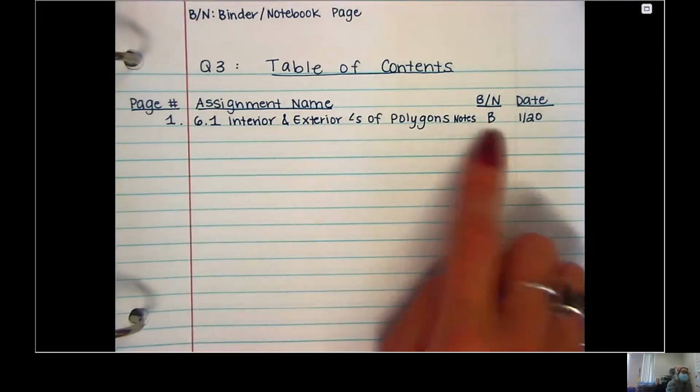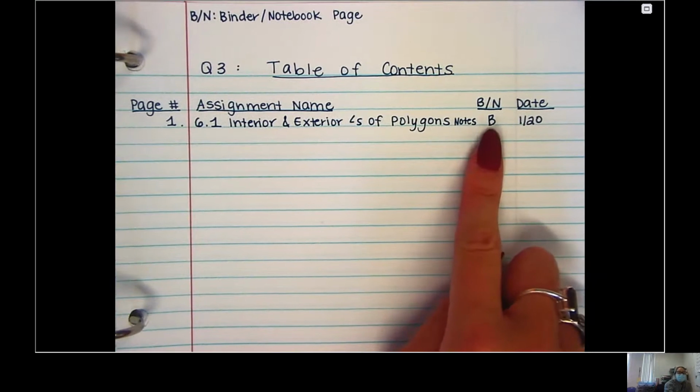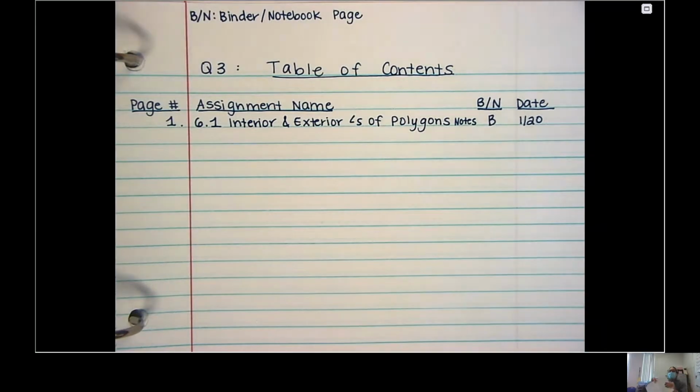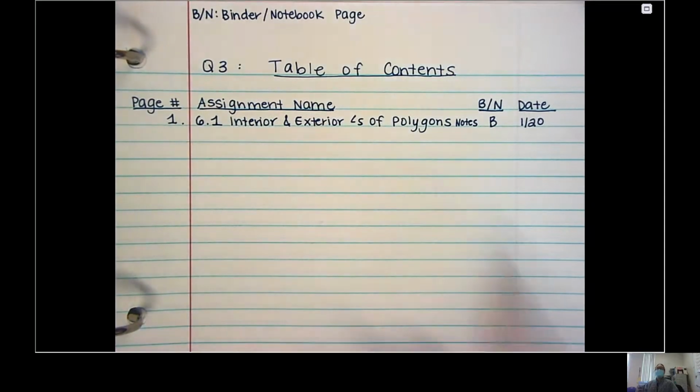And then this other column here is kind of up to you if you want to put this in. I have a B/N column, and this stands for binder/notebook. This is a paper that's going to be physically in your binder. A notebook page is something like if I give you a foldable, I ask you to glue it into your notebook, or we physically take notebook notes. That's what that N would be standing for. But I just did it as a way so that you could say, oh, this is a worksheet that I should be able to find in my binder. Kind of just helps you better categorize your items.